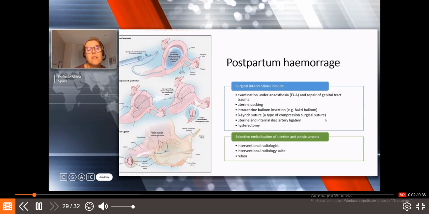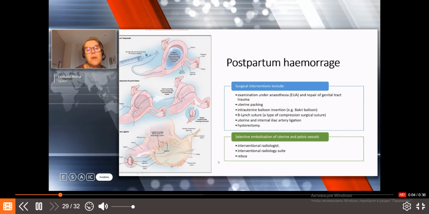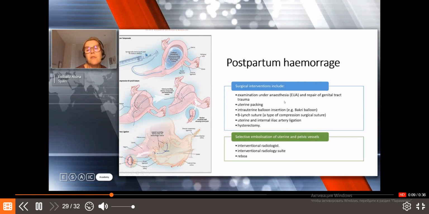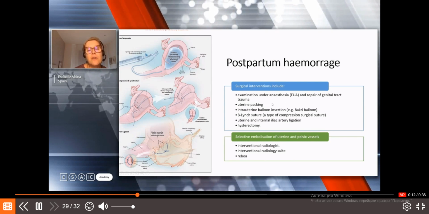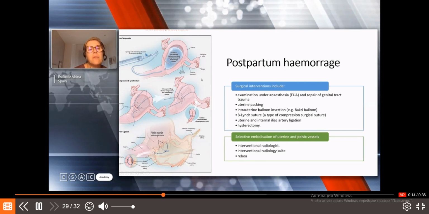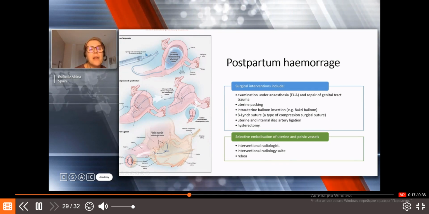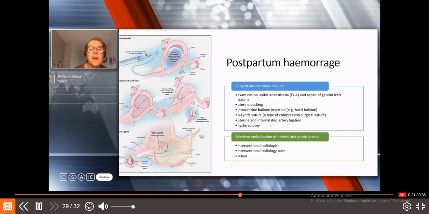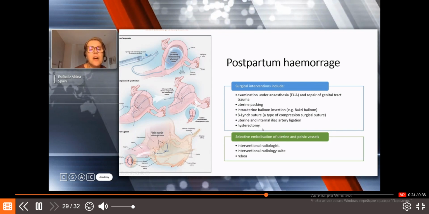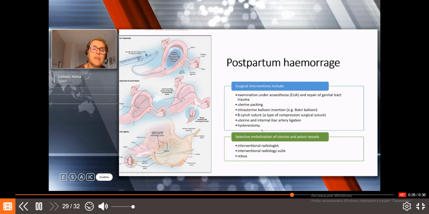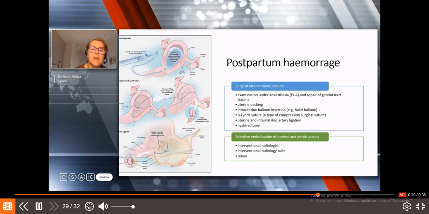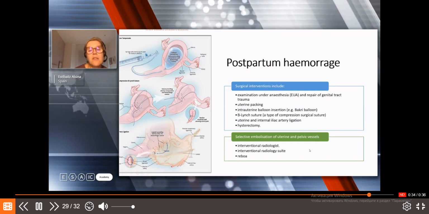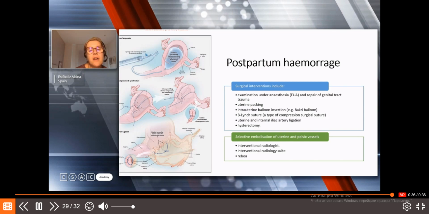The surgical interventions that we can use to control the hemorrhage start with the examination under anesthesia. Then just repair the trauma, uterine packing, intrauterine balloon, this is the Bakri balloon, B-Lynch suture, that is this one, uterine and internal iliac artery ligation, and finally, the hysterectomy, the obstetric hysterectomy. We can also go to selective embolization in the radiologic area.